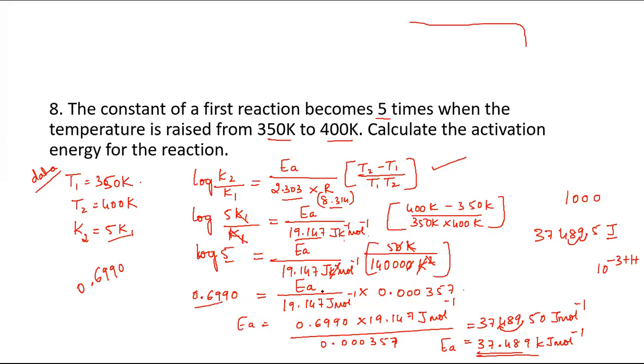EA has to be found out, and the value of T2 minus T1 by T1 into T2 will be overall 0.000357. After simplifying this, the EA value will be obtained as 37,000 joule per mole. This is a very big number, and in order to convert joule into kilojoule, we need to divide this number by 1000.